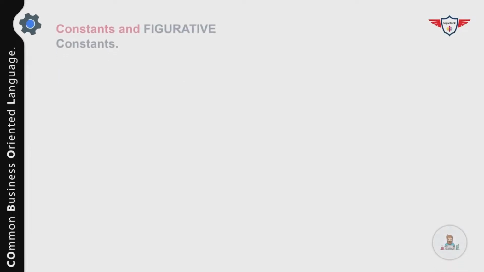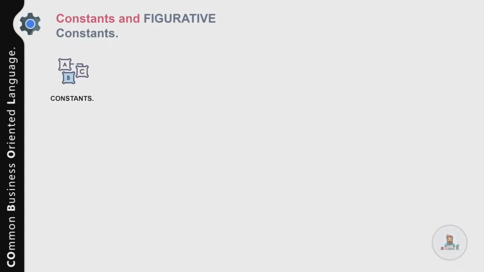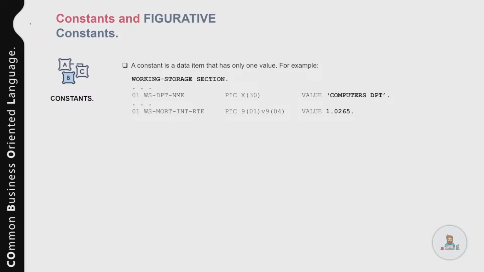Now let's talk about constant and figurative constant in COBOL and try to understand the basic difference between these two different categories of constant. Let's talk about constant first. A constant is a data item that has only one value throughout the execution of the program. In the following example, I've defined two different variables that I'll be treating as constants. The first variable is department name and the second variable is mortgage interest rate.